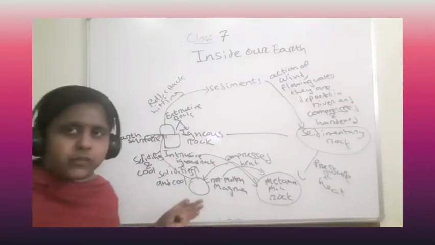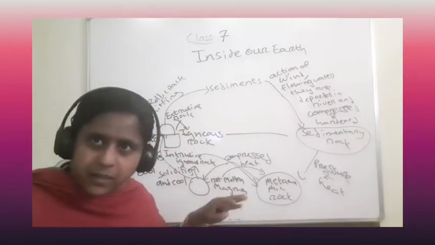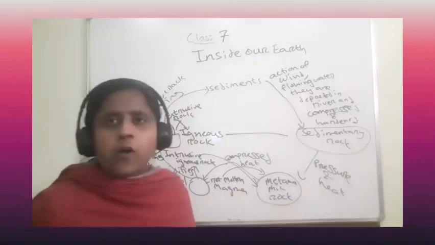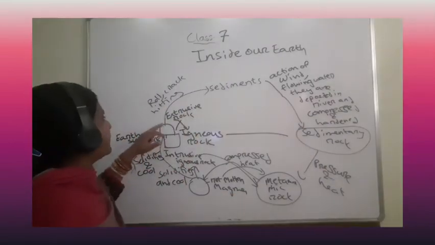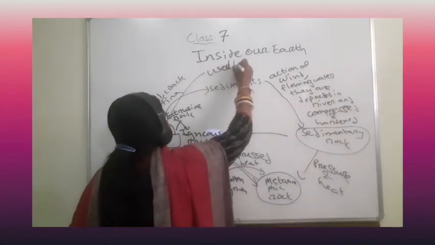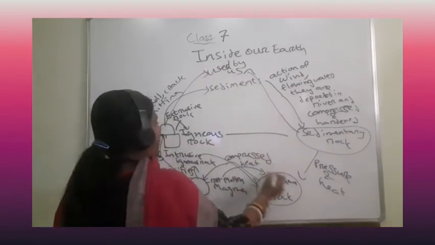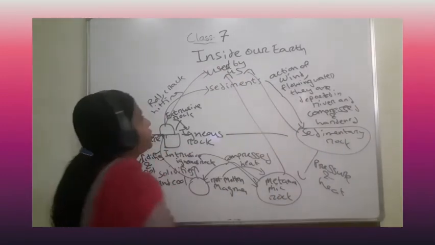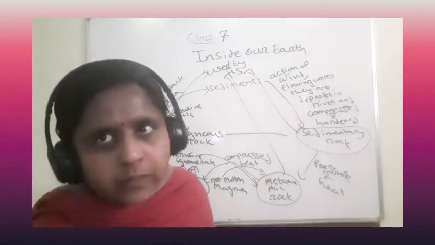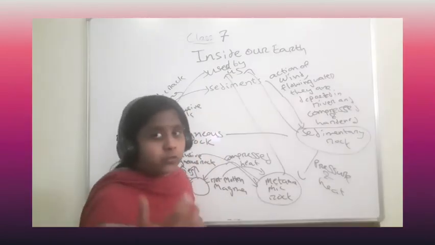Intrusive igneous rocks go down in the earth's crust, inside the earth. Due to more compression, they form metamorphic rock. Extrusive igneous rock is used by us. Sedimentary rock is also used by us. Metamorphic rock is also used by us. So we can see the rock cycle is completed. Now we will read about the uses of rock.